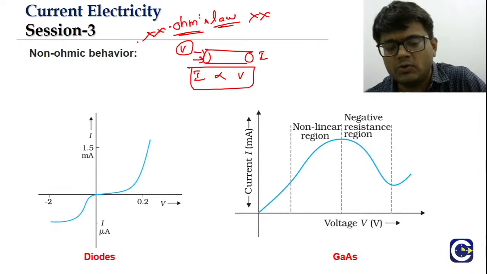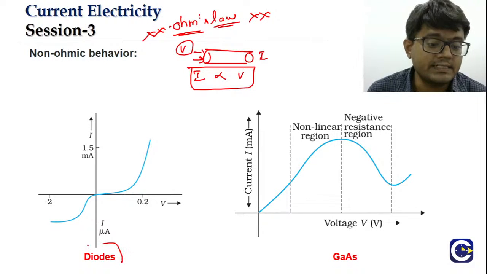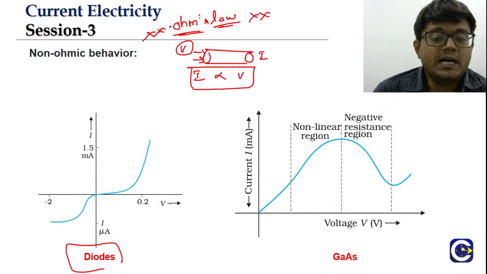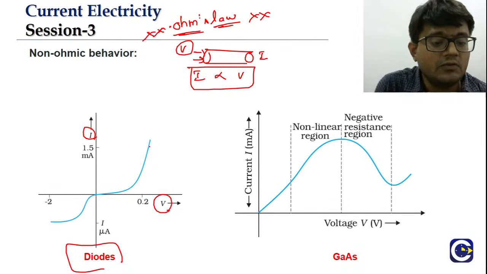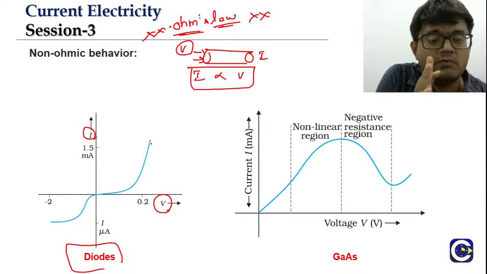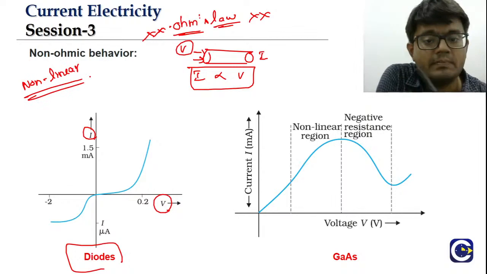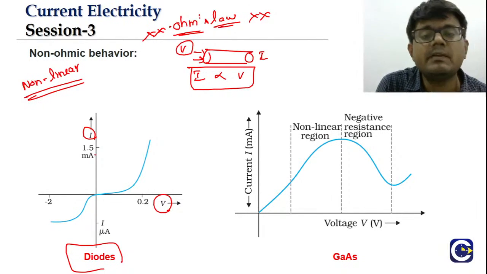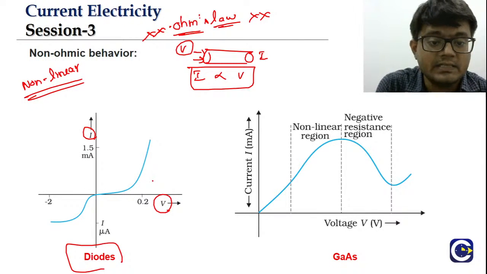The main example is diodes. We are going to discuss this in detail in the semiconductor chapter. Look at the diode: the voltage applied and the current observed. As soon as you see the graph, you get one conclusion: it is non-linear. Ohm's law's basic concept is proportional, linear, but here the relation between current and voltage is non-linear. And there is one more very interesting thing.